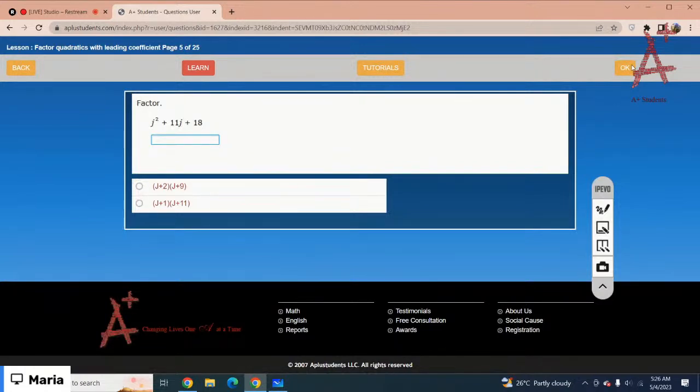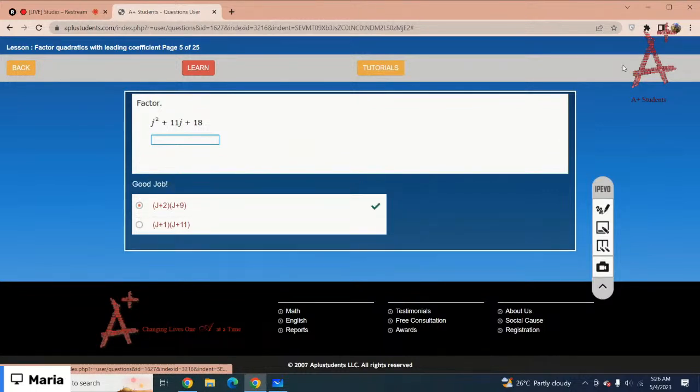Okay, the next one is j square plus 11j plus 18. So which is the correct option? Look at option number 1. Here you have 9 and here you have 2. 9 plus 2 makes 11, and when you multiply them, 9 times 2 makes 18. So option number 1 is the correct option.